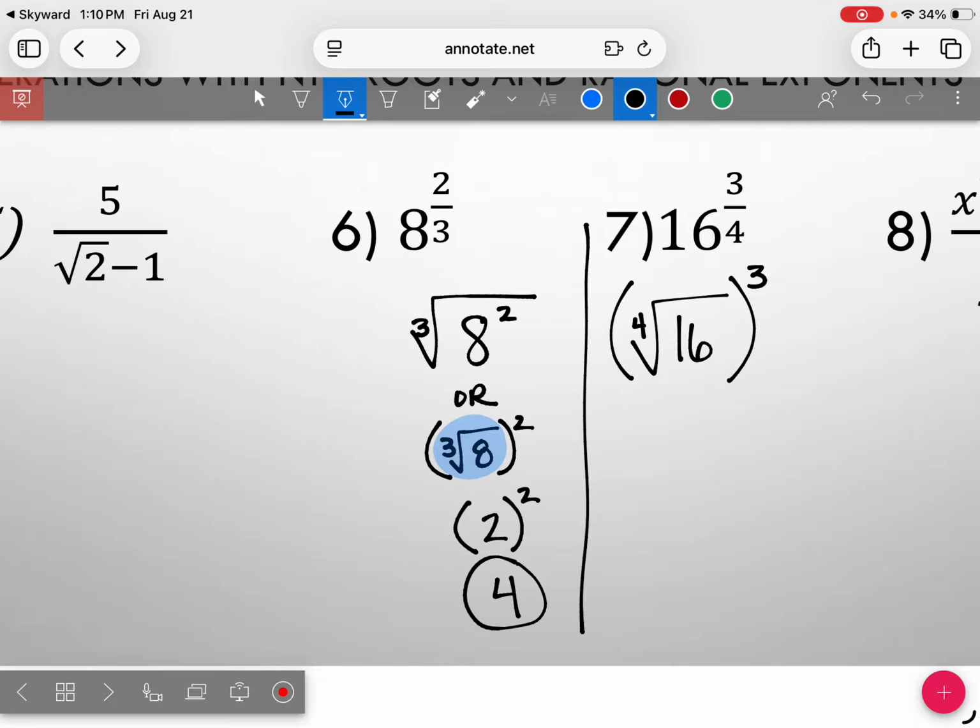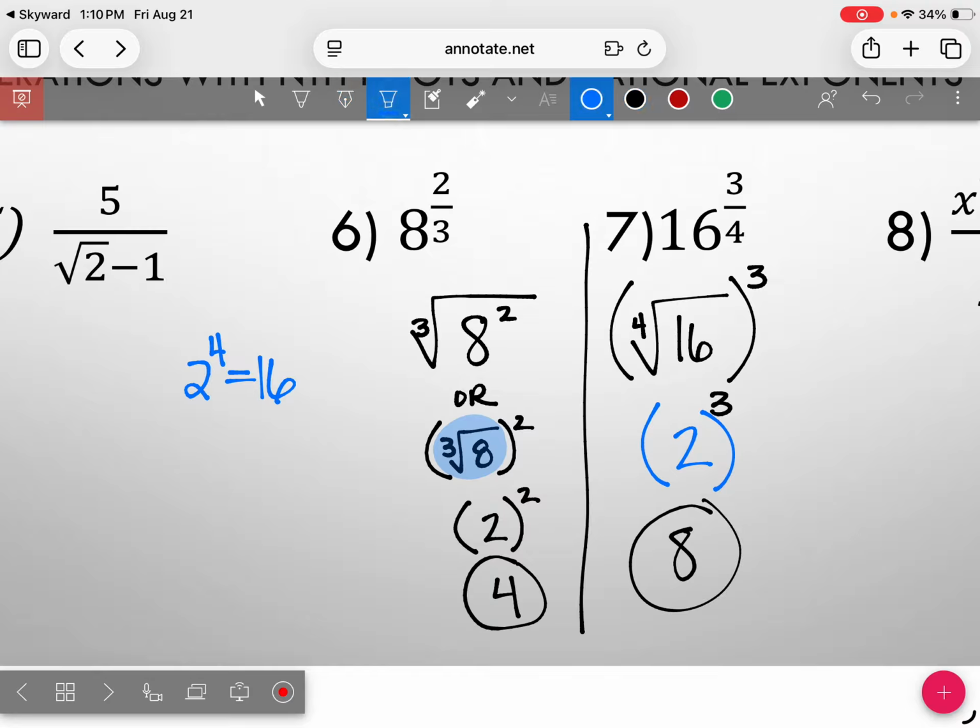So if you're not familiar with your fourths, just make a little chart. Take 2 to the power of 4. See what you get. 2 times 2 times 2 times 2, 16. So that tells me that the fourth root of 16 is 2. Now take that 2, raise it to a power of 3. 8. That would be your final answer.